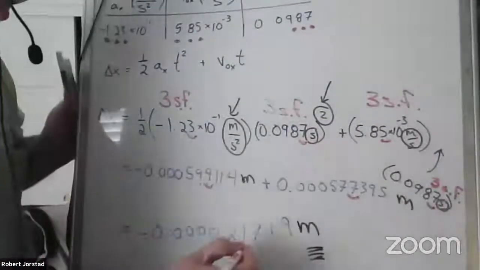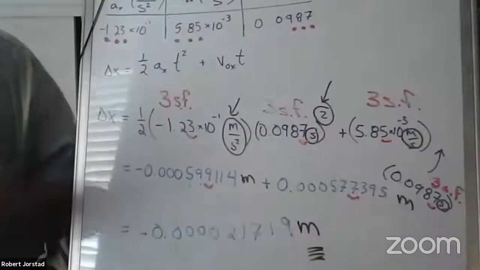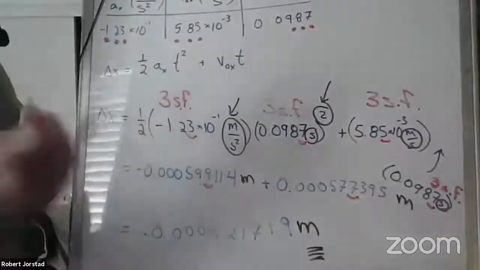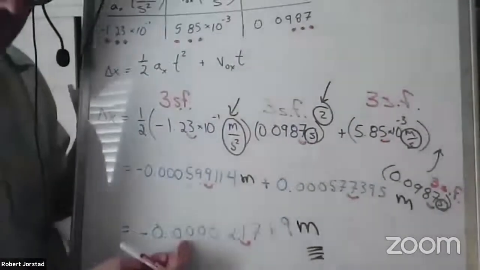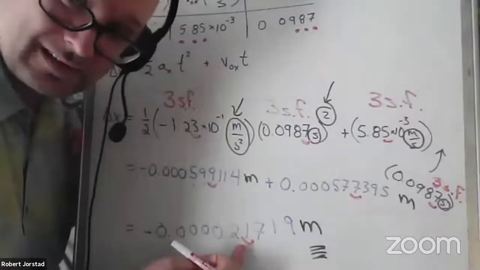Wrong marker. This is a different red. And notice, not significant, not significant. This one only has 2.